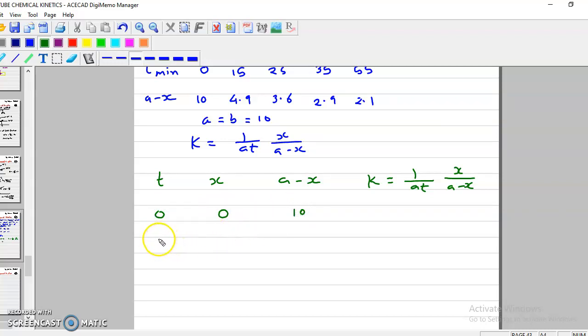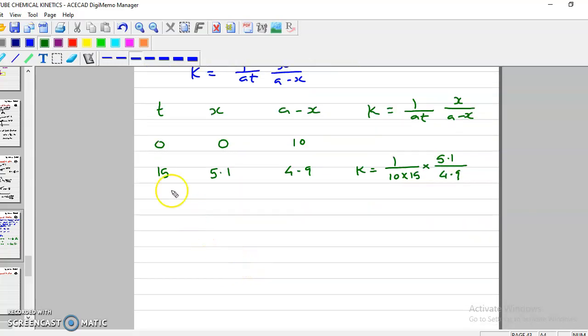At time 15 minutes, x would be 5.1 because A minus x is 4.9. So x will be 5.1 because A is equal to 10. That's why. Then you can find out K. For that we know that K is 1 upon 10 into 15, x is 5.1, upon A minus x, which is 4.9.